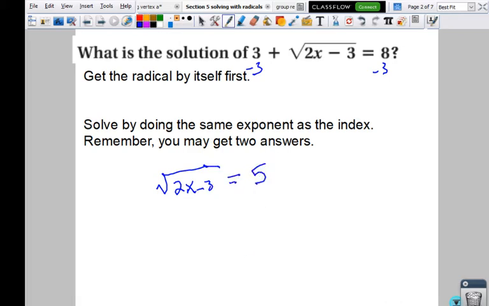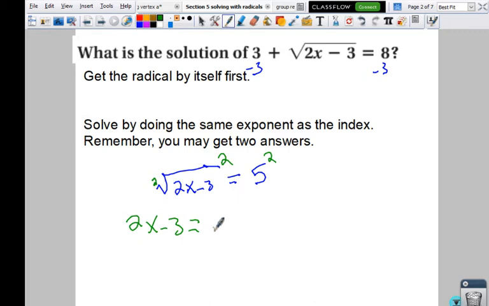Alright. I need to get rid of my radical. And that's a square root, right? What's the opposite of a square root? Square. Remember, the opposite of a radical is an exponent that has the exact same index. So the index here is 2. To get rid of it, I'm going to take it to the power of 2. And if I do an exponent of 2 on the left, I have to do an exponent of 2 on the right, which means my radical and exponent cancel each other out. I get 2x minus 3, which is going to equal 5 squared.